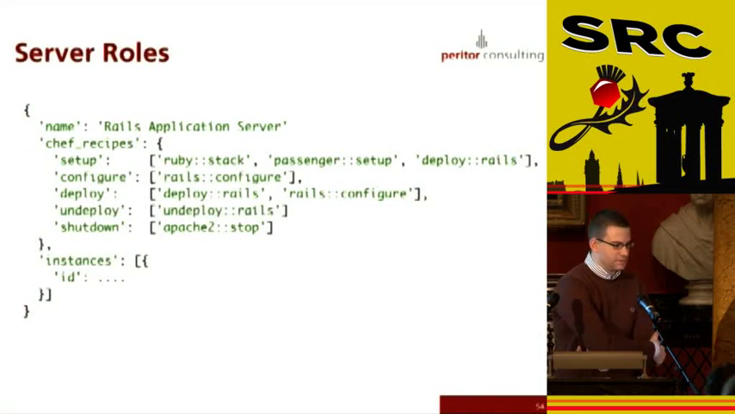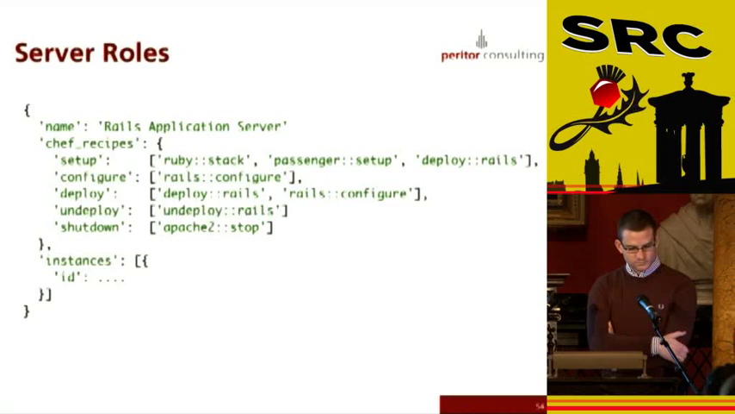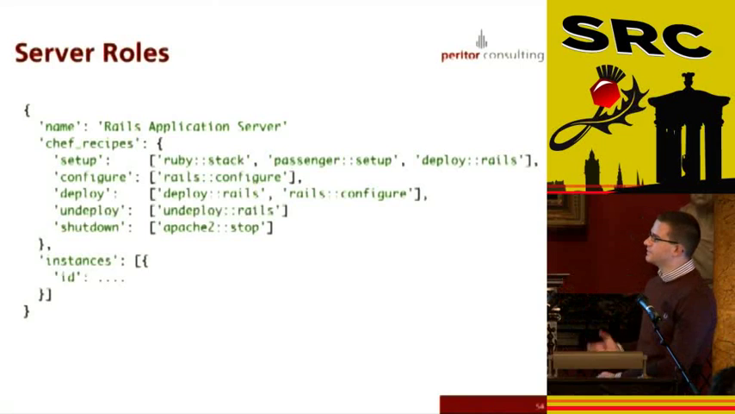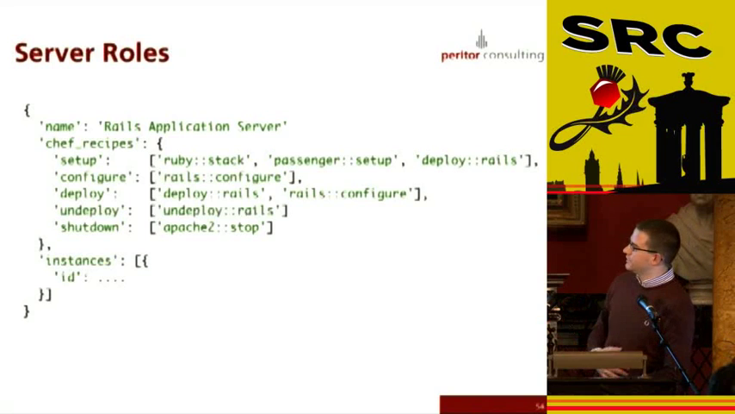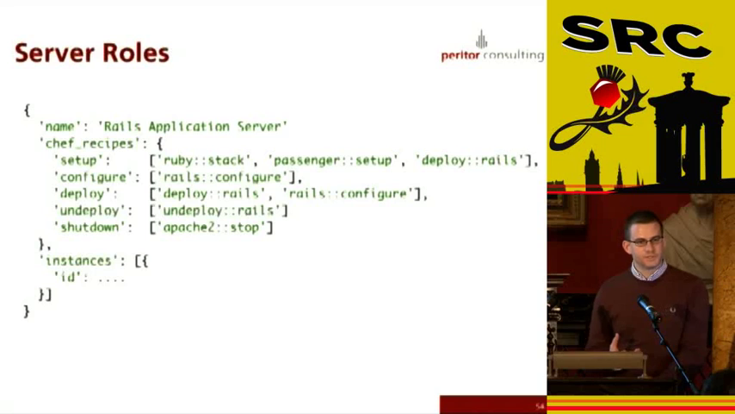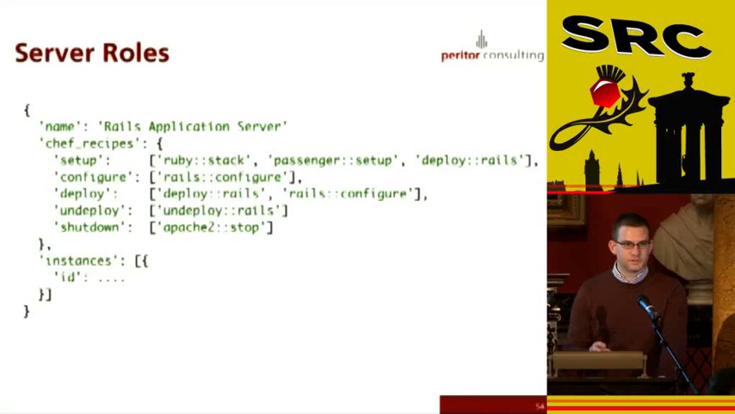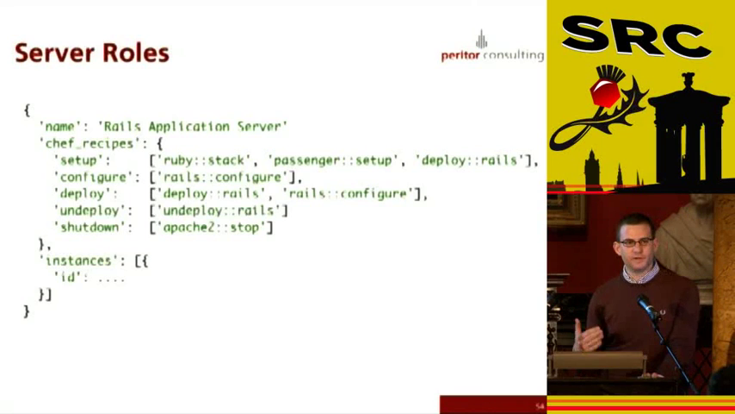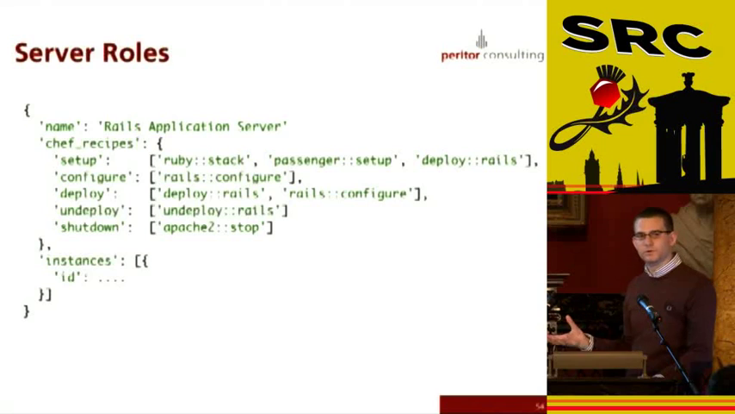So if you look at, for example, one configuration, how it could look, this is a very simple JSON representation of a role, which is the core concept of how you split your clusters. In this case, we have a Rails application server role where we define multiple Chef recipes that should be running on different events. And as I said, this is one drawback of Chef server, that it doesn't know events.